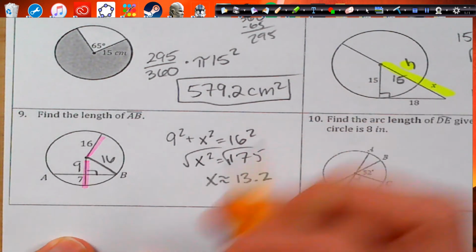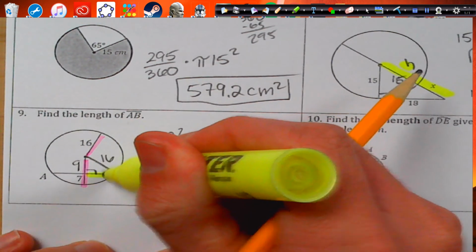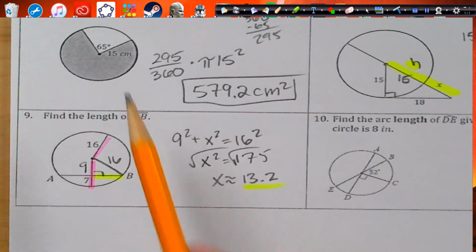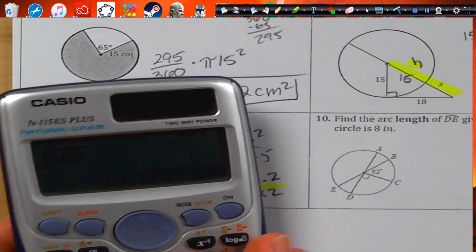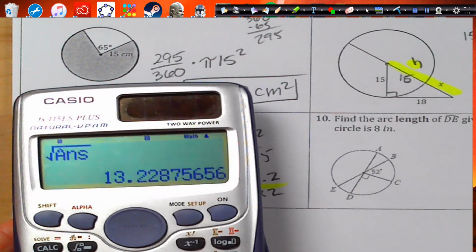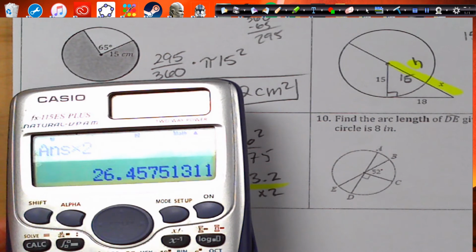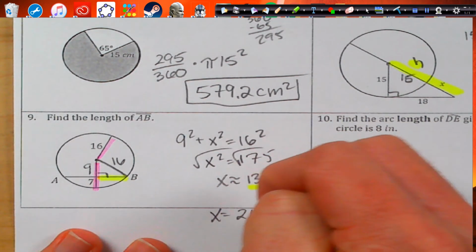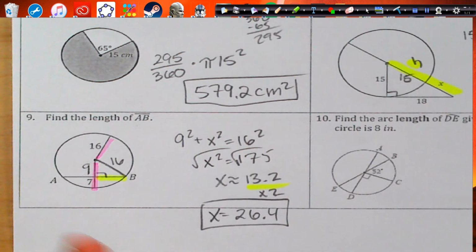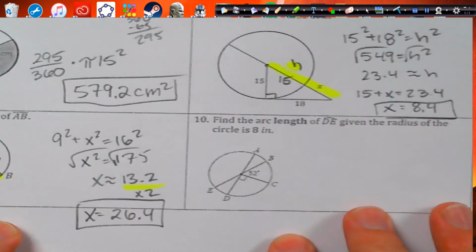13.2, but that's only for half of the distance, so this represents only this little piece. So I want the full length of AB, so I've got to multiply this by 2. And again, I already have it in my calculator, so I can just go ahead and hit times 2. And I'm going to get, it does radical form, 26.4. And I'm doing just very basic rounding here, so don't get too upset.